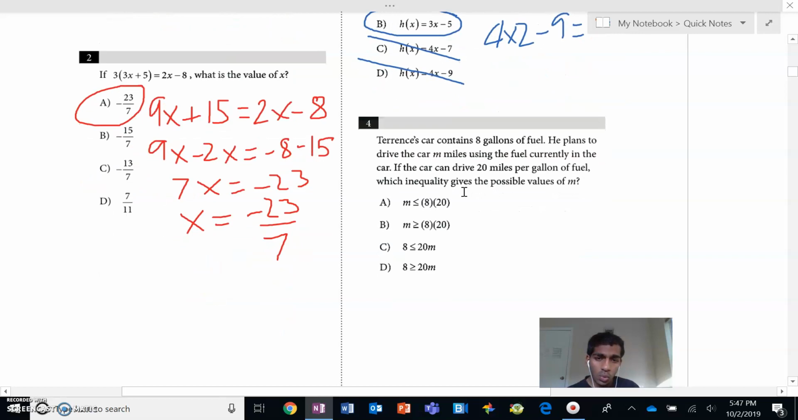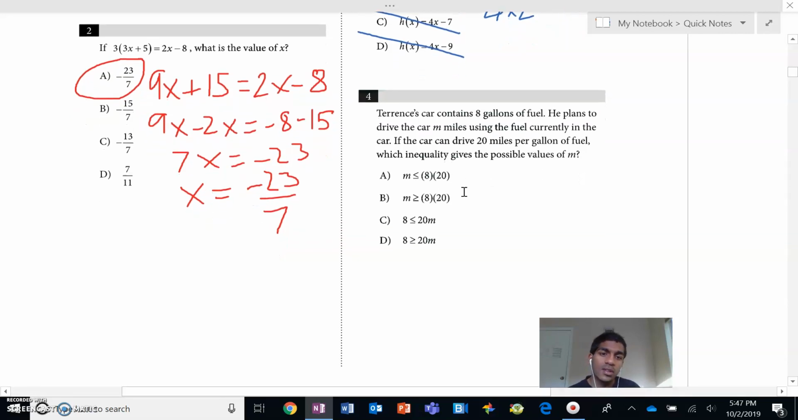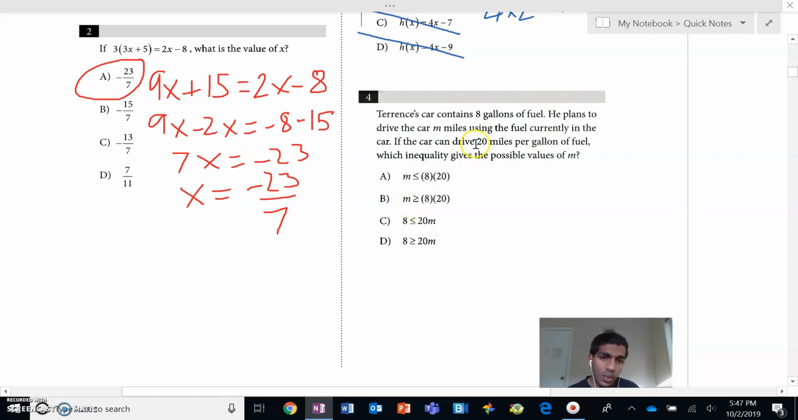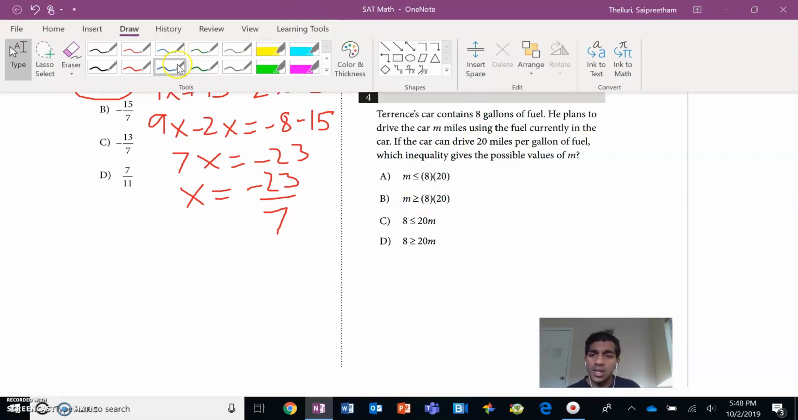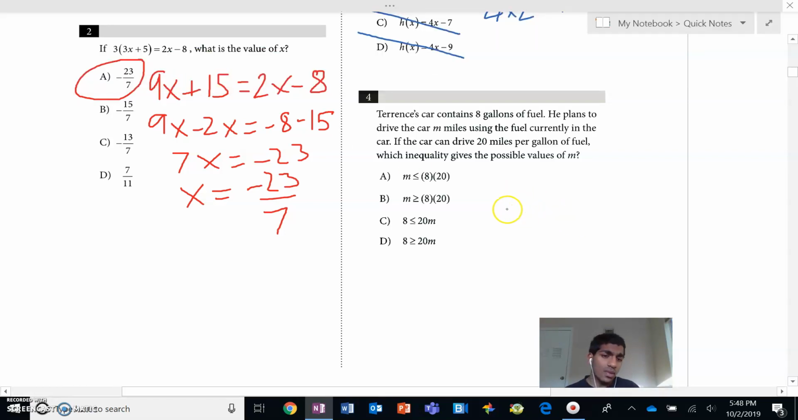Anyways, question number 4. Terrence's car contains 8 gallons of fuel, and he plans to drive the car M miles using the fuel currently in the car. So M miles, that is going to be driven. And now he's got 8 gallons of fuel, and we have 20 miles per gallon. That's the mileage. So what is the maximum number of miles he can drive? Gives me 20 times 8, which is 160.